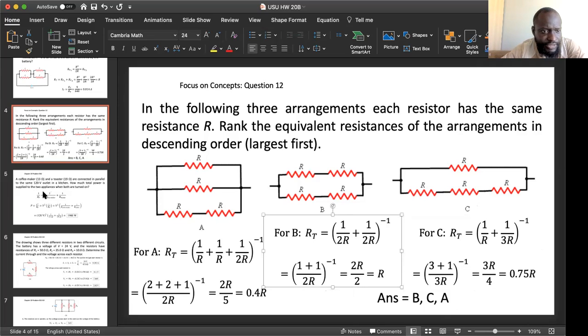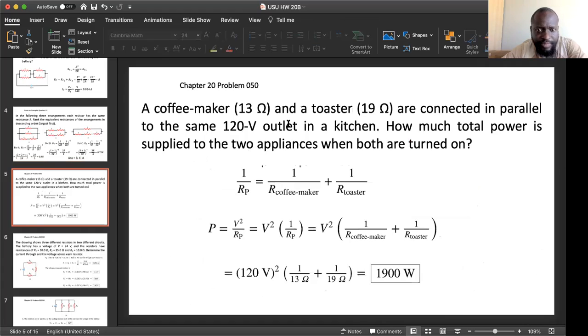Okay, let's go to the next question. Chapter 20, problem 50. A coffee maker 13 ohm and a toaster 19 ohm are connected in parallel to the same 120 volt outlet in the kitchen. How much total power is supplied? So power is V squared over R. But you need to get R because they're in parallel. So you have to sum the R's together. 1 over R coffee maker plus 1 over R toaster.